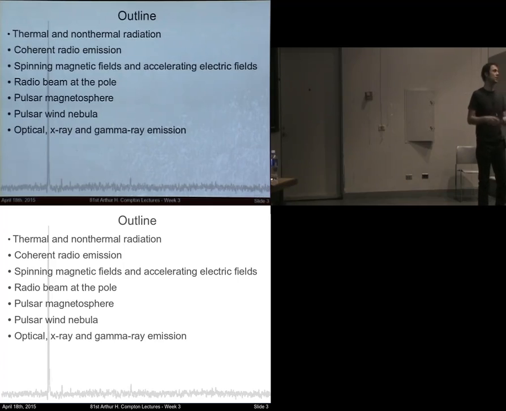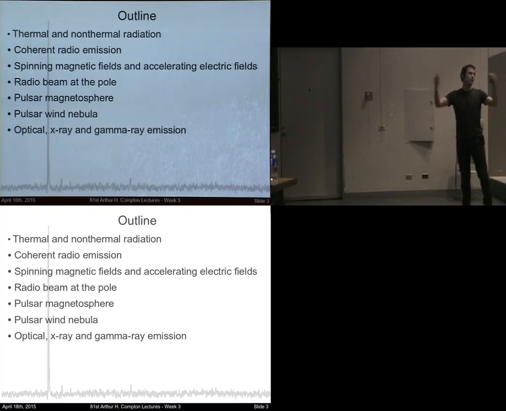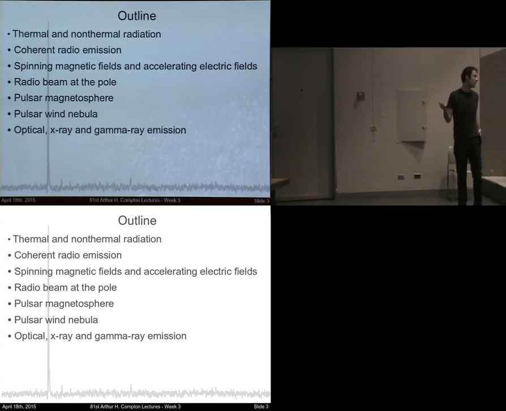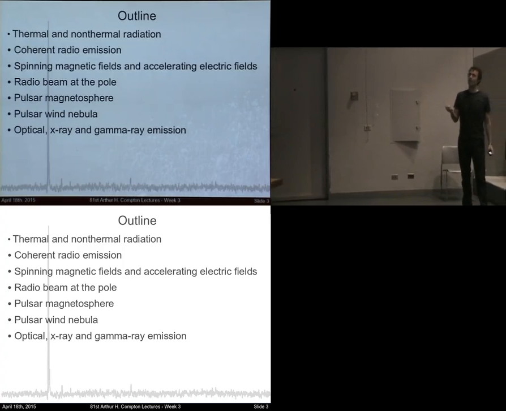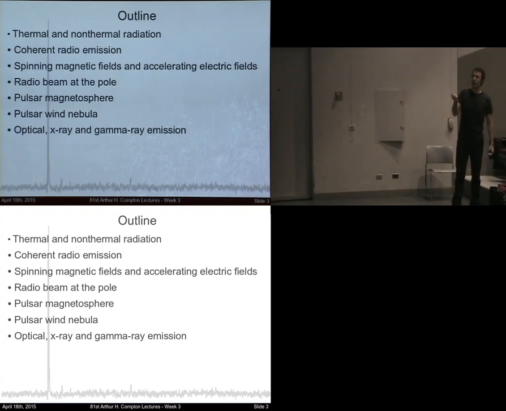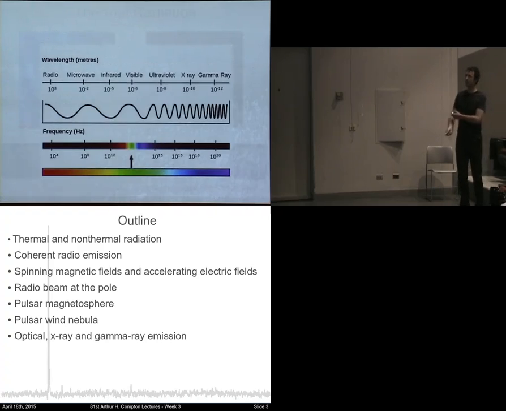The other emission that we see, the optical emission, the X-ray emission, and the gamma ray emission, most of that comes from the pulsar magnetosphere. But this cloud of particles in the magnetosphere also leaks out into a region surrounding the pulsar, and that's called the pulsar nebula, and they look pretty spectacular. After I describe the pulsar nebula, I'm going to hopefully tell you where the optical, X-ray and gamma ray emission comes from. All right, so let's get a move on.